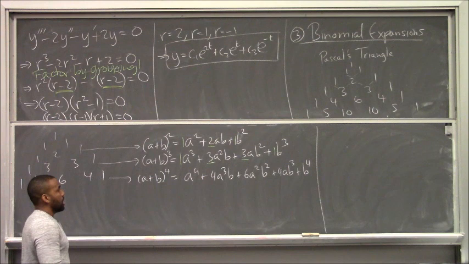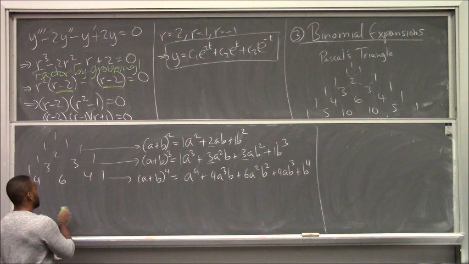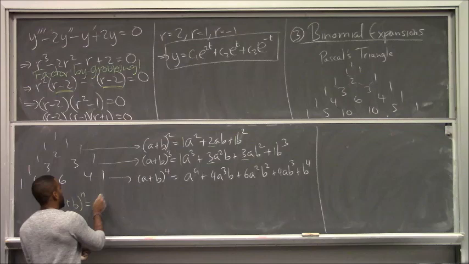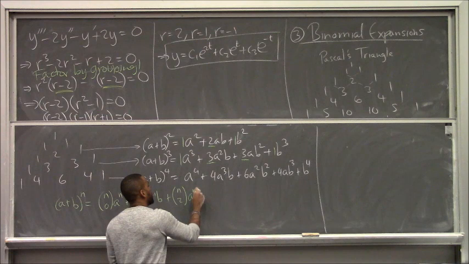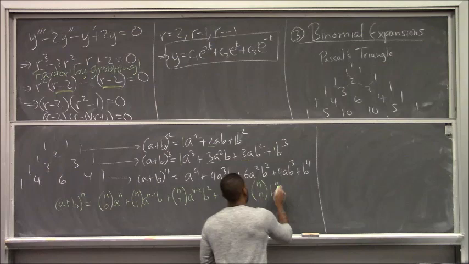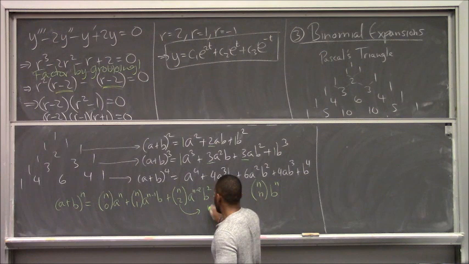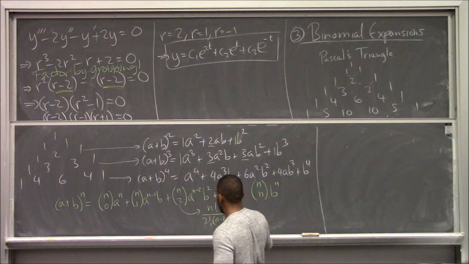Yeah. Another way, if you have combinations, is that if you look at something like (a plus b) to the n, you can think of this as n choose 0, a to the n, plus n choose 1, a to the n minus 1, b, plus n choose 2, a to the n minus 2, b squared, plus all the way down to n choose n, b to the n. But what are you choosing? So this is a shortcut for n factorial over 2 factorial times (n minus 2) factorial. This is a shortcut.